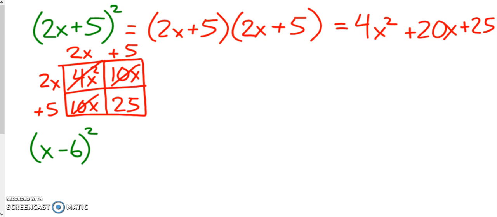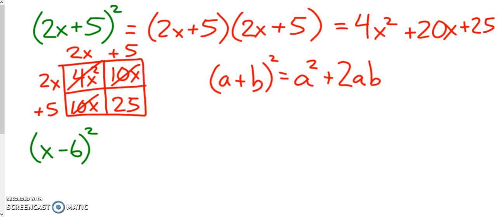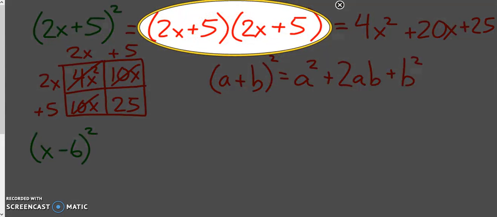Now, the pattern that we're using for this would be a plus b squared equals a squared plus 2ab plus b squared. If you don't remember that, or you have a hard time figuring out how to do that, just FOIL it with itself. You'll get the same thing.